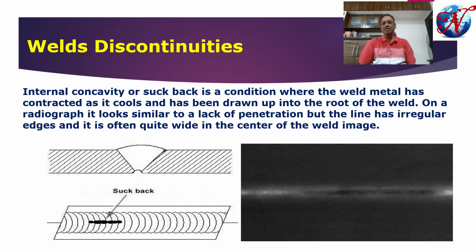Internal concavity is the next defect, and that is also known as suck back. It is due to the condition where the weld metal has contracted as it cools and has been drawn up into the root of the weld. On the radiograph, it looks similar to lack of penetration, but the line has irregular edges and is open quite wide in the center of the weld image.